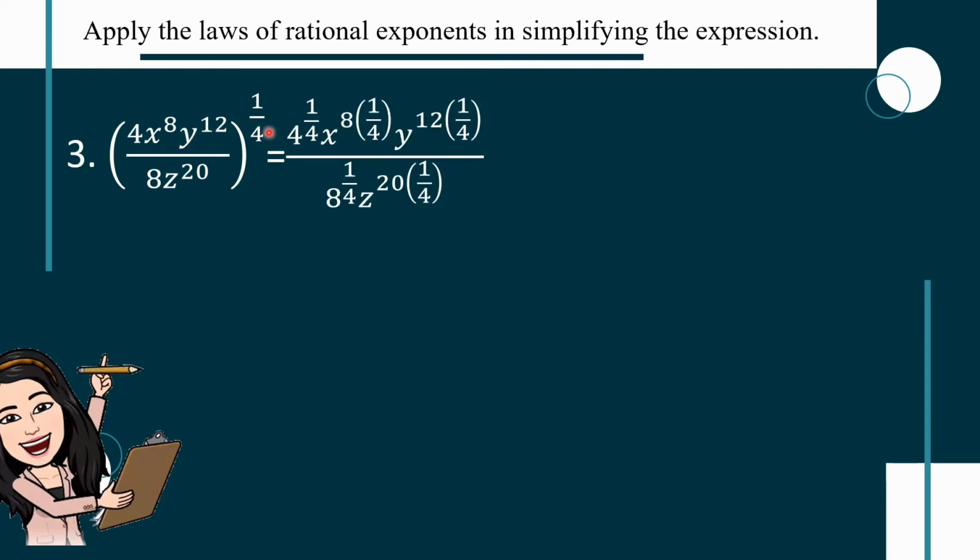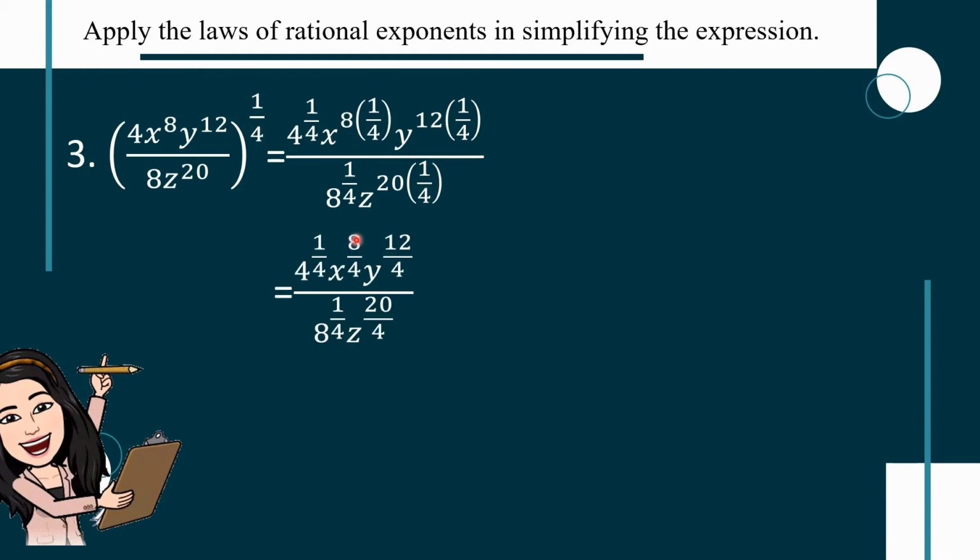That will be equal to, okay, kay 4 muna, si 1/4. Then si x, multiply dun sa power ng 8 by 1/4. And then si 12 kay 1/4. Nakuha ba itong part na to? Okay. So, good. And then yung ating denominator din, ganun din. So, si 1/4, dinistribute natin kay 8. Kaya naging 8 raised to 1/4. Then si z, yung 20, z raised to 20, minultiply by the power of 1/4. Okay? Now, let us simplify.